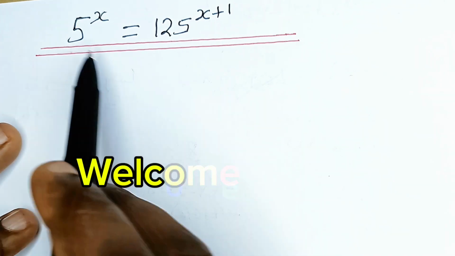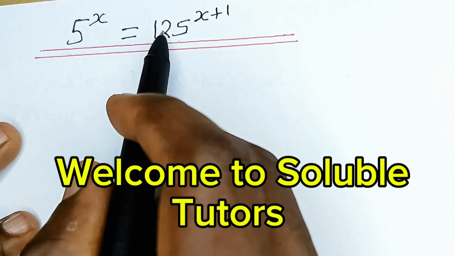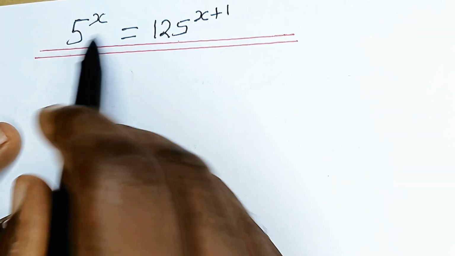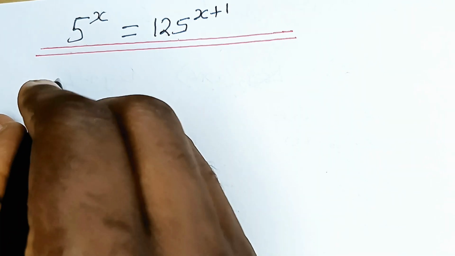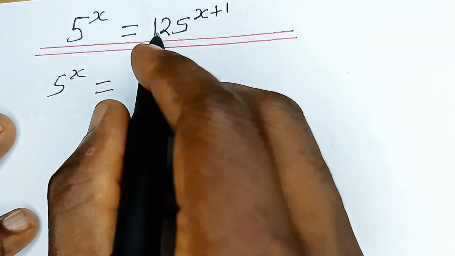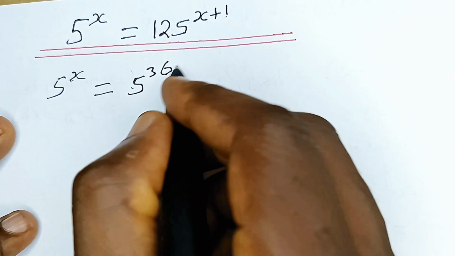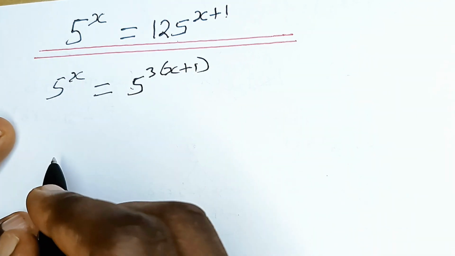Let's solve this exponential equation. This is very easy because you can write them in the form of similar bases. We have 5 raised to the power of x is equal to 125, which can be written as 5 raised to the power of 3 times (x plus 1).